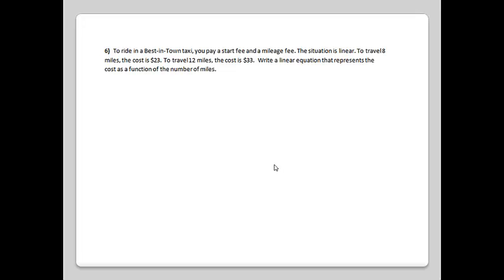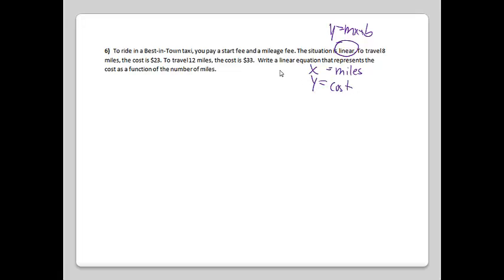Okay, then problem 6, a little story problem here for you. To ride in a best-in-town taxi, you pay a start fee and a mileage fee. The situation is linear, keyword there. Okay, so we know we can do y equals mx plus b for this problem. Okay, to travel 8 miles, the cost is $23. To travel 12 miles, the cost is $33. Write a linear equation that represents the cost as a function of the number of miles. So let's have the x be the miles, and we'll have y be the cost.